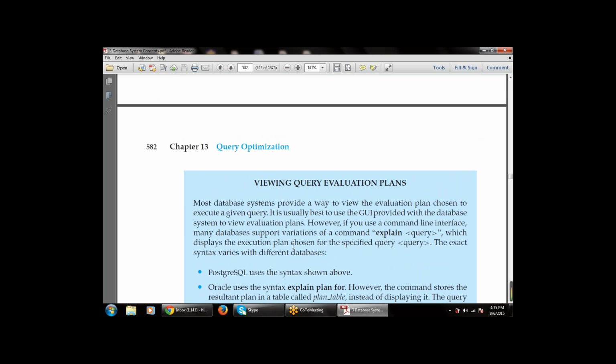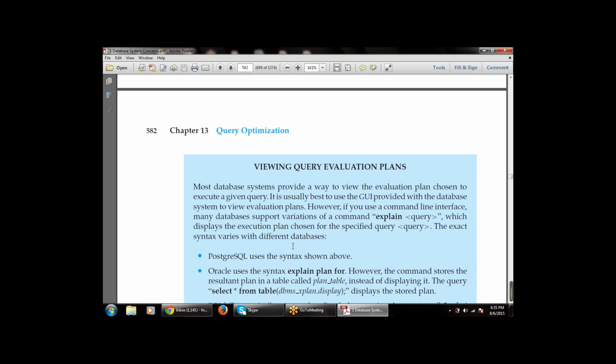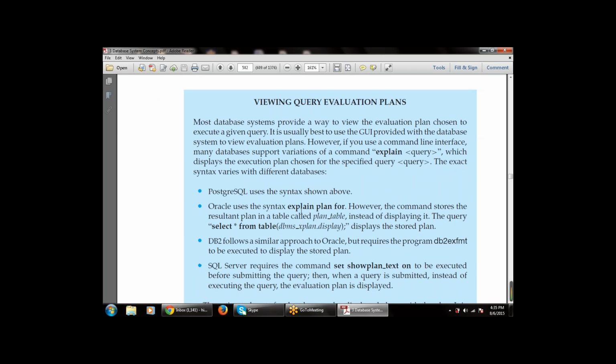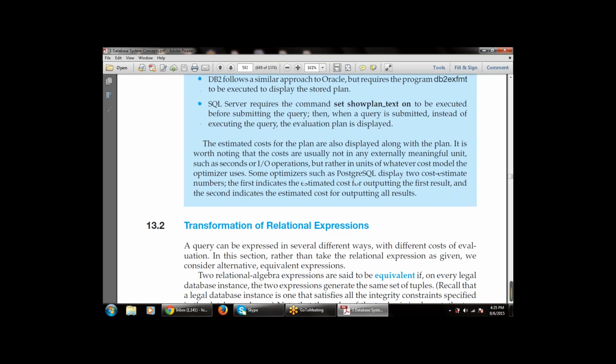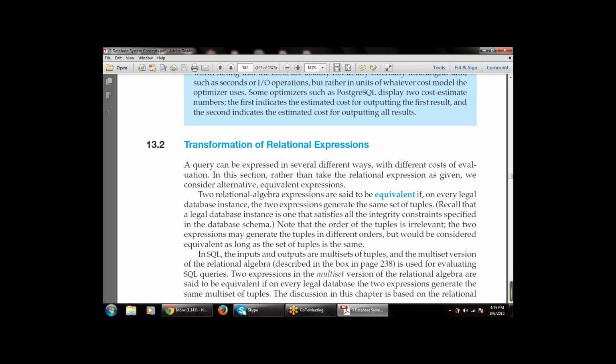Then we also talked about query evaluation plans, that is, the various plans and methods that are used for query evaluation. The next topic is the transformation of relational expressions, that is, how to transform the relational expressions into multiple forms.